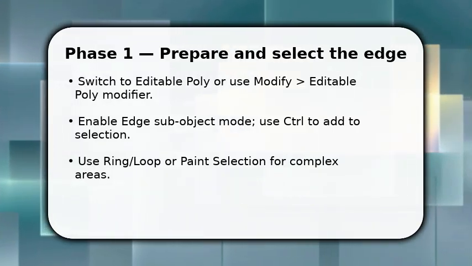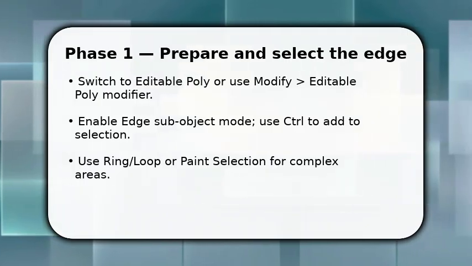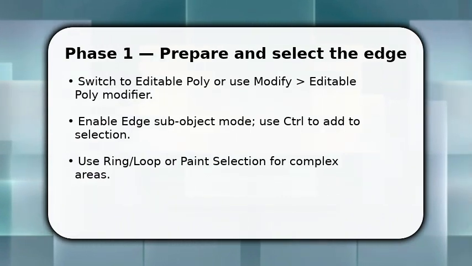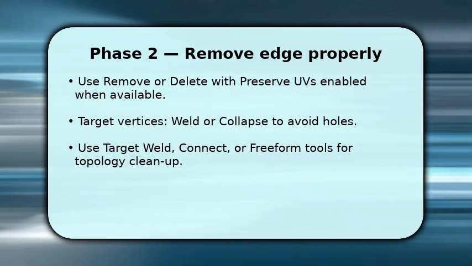Once done, confirm normals and smoothing groups so you don't remove a seam unintentionally. This prepares the model for safe edge operations without breaking UVs or shading. You now decide whether to remove or delete the edge. Choose remove when you want adjacent faces to remain, and delete when you plan to fill holes. Make sure preserve UVs is toggled if you need to keep mapping intact.